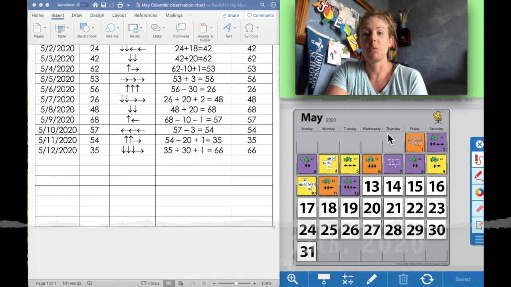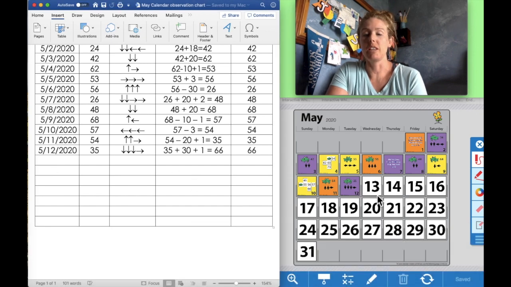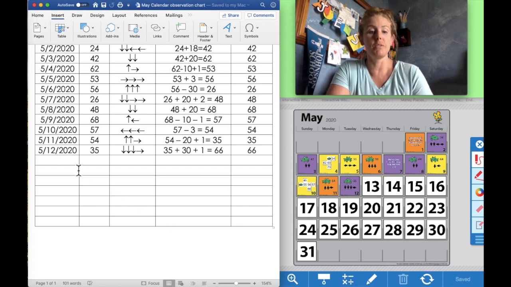Today is Wednesday, May 13th, 2020. And while I fill in our date today, I want you to think of the patterns that we've been noticing with colors. Remember, we have orange, purple, purple, yellow, yellow, orange, purple, purple, yellow, yellow, orange, purple. Make that prediction. What do you think is going to be behind our card for today?